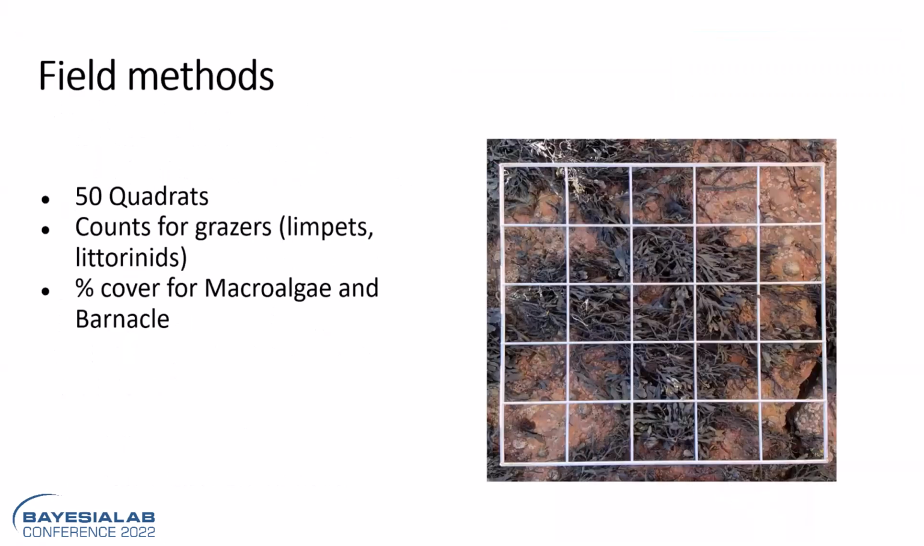So in terms of field methods, it's very simple. We had 50 quadrats, random sampling. We obtained individual counts for grazers, so those are the limpets and the littorinids. And then we used percentage cover for the macroalgae and barnacles, so those are the sessile species that are already established on the rock itself.